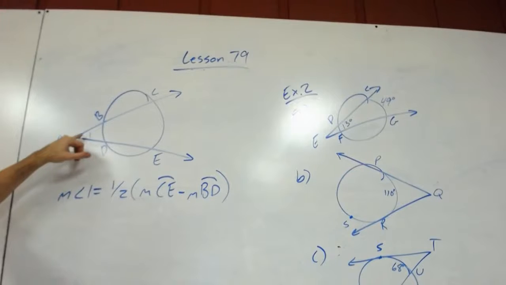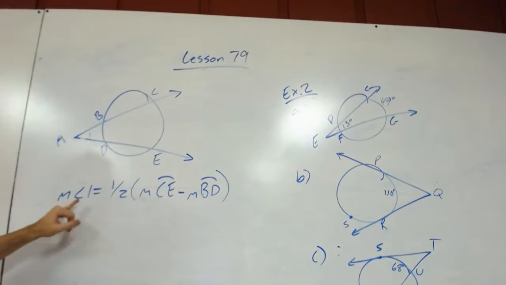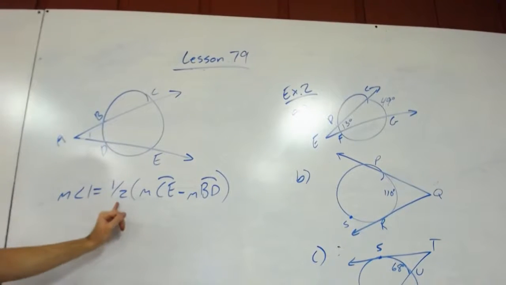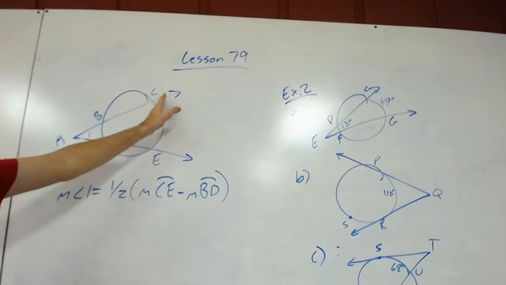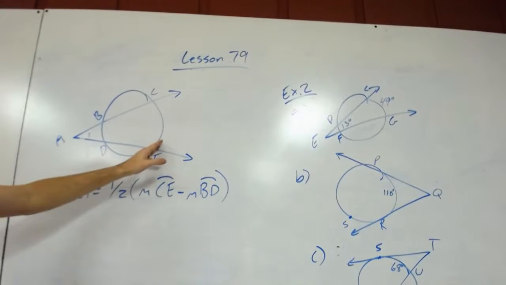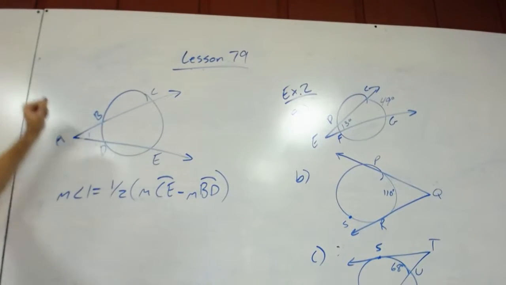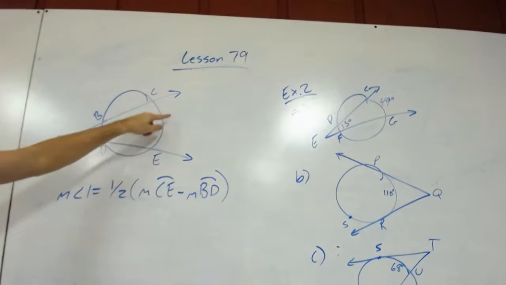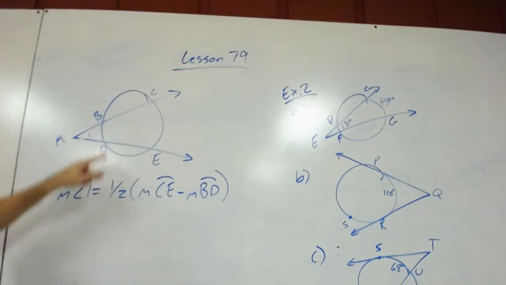The formula for finding this angle, so we're calling this angle 1 right now, the formula for finding the measure of angle 1 is you simply do 1/2 times the difference of the big arc intercepting the two lines minus the smaller arc intercepting the two lines. So arc CE minus BD.